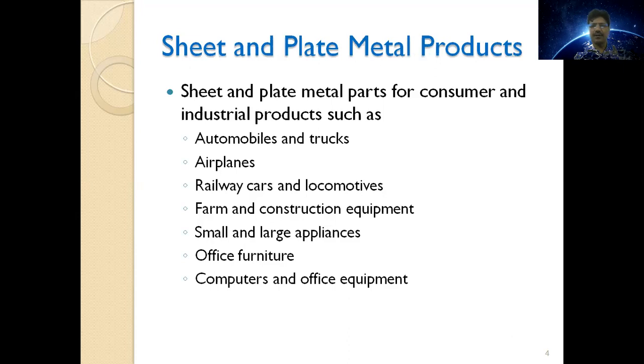So as we discussed, what are the applications? Automobiles and trucks, airplanes, railway cars and locomotives, farm and construction equipment, small and large appliances, office furniture, computers and office equipment. So small and large appliances, we basically discussed the AC and the fridge; all these are covered by metal sheets. Almirahs and boxes that we use to stack arrangements, and other home appliances, kitchen appliances, etc. All these are made up of sheets.